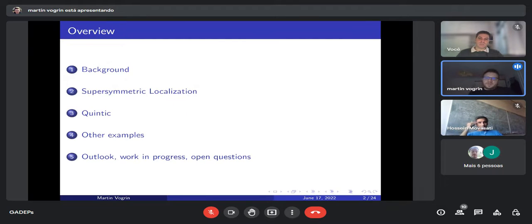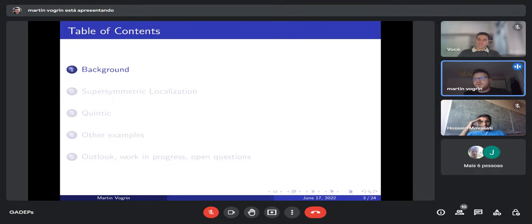So for the agenda, I will first present the background. I will talk a little bit about quantum cohomology and then how to build quantum K-theory and about Givental's J function. Then I will talk about supersymmetric localization very briefly. I will just mostly present the results and how to actually compute the J functions. I will present in some detail the quintic example, and I will highlight some other examples that have been computed in the literature. And finally, I will talk a little bit about what I'm interested in and what I'm working on at the moment. So let me start with some background.